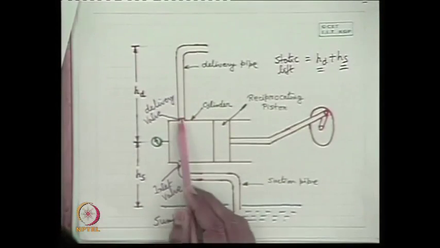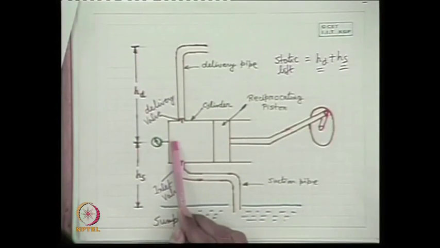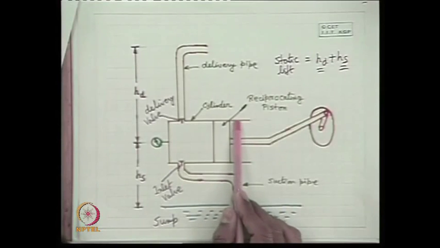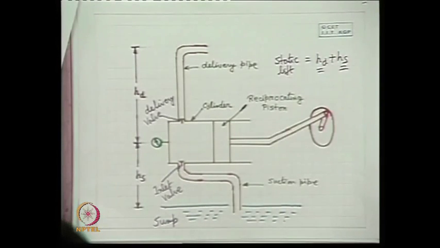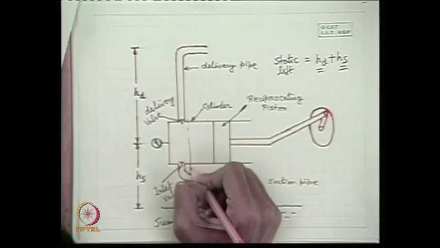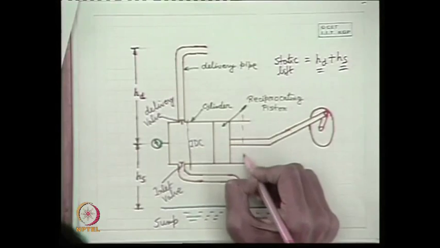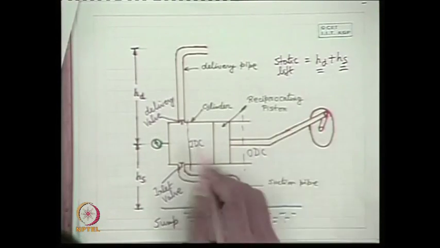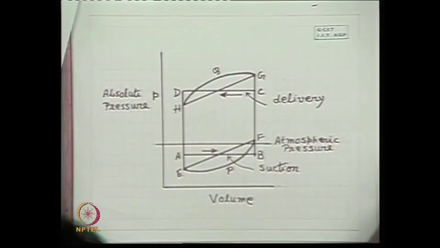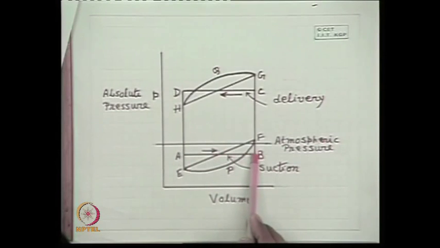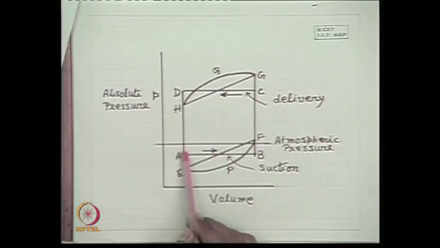Let us see that these extreme positions inside the cylinder are known as the inner dead center position, while the extreme position on this side, the outside, is known as the outer dead center position. Let us fix this as IDC and this as ODC. Therefore, during the motion from IDC to ODC, the suction takes place, where the volume of the liquid increases at constant pressure, and this pressure is below the atmospheric pressure.